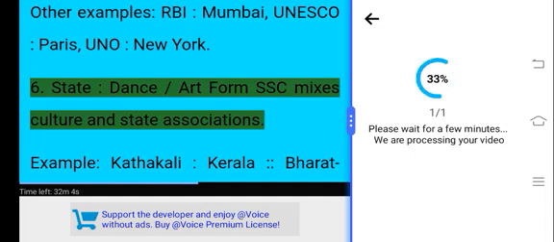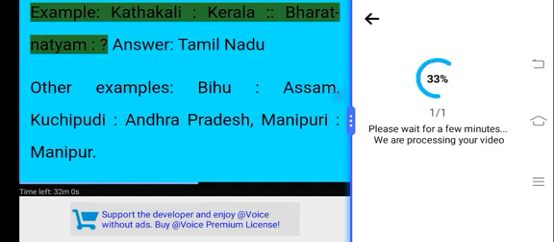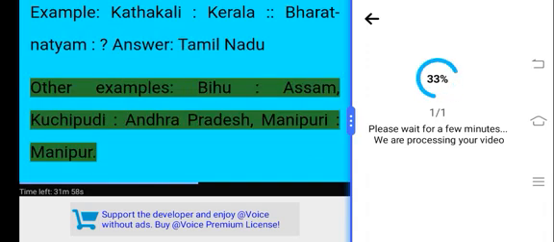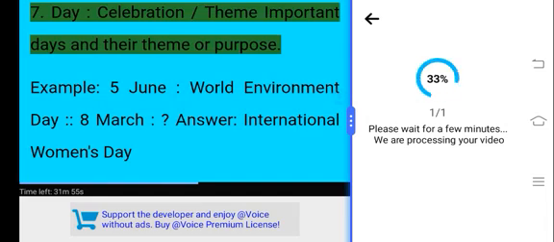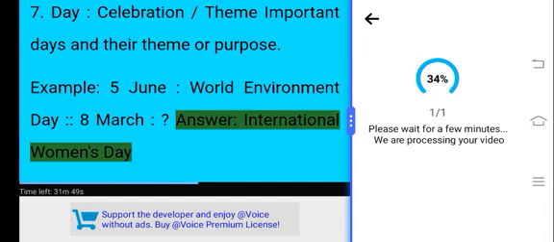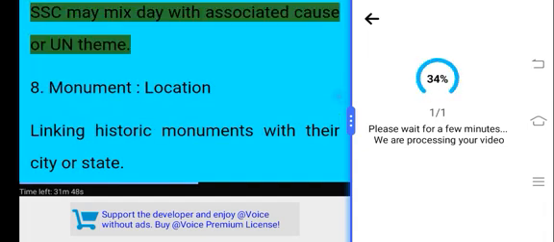6. State, dance art form. SSC mixes culture and state associations. Example: Kathakali, Kerala, Bharatanatyam. Answer: Tamil Nadu. Other examples: Bihu, Assam; Kuchipudi, Andhra Pradesh; Manipuri, Manipur. 7. Day, celebration theme. Important days and their theme or purpose. Example: the 5th of June, World Environment Day, the 8th of March. Answer: International Women's Day. SSC may mix day with associated cause or UN theme.